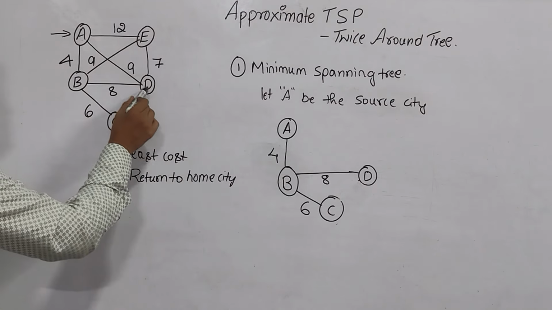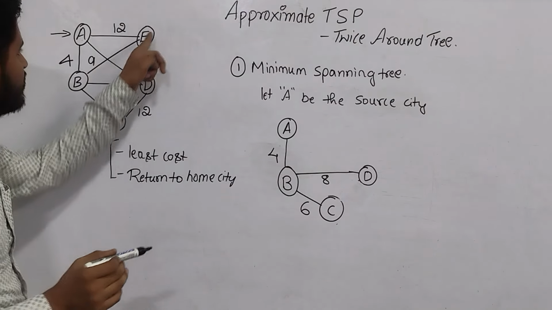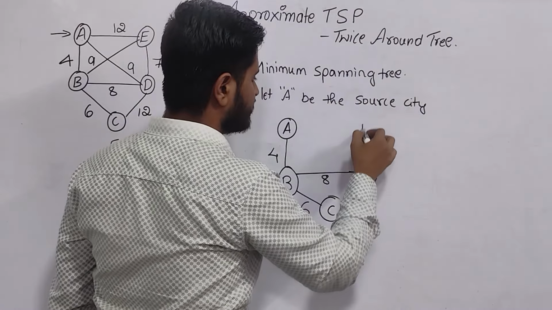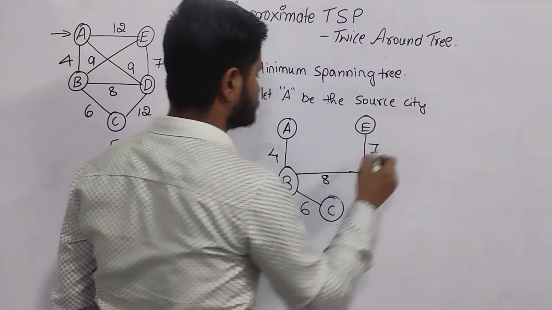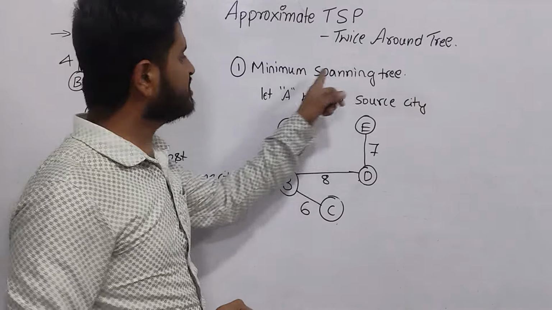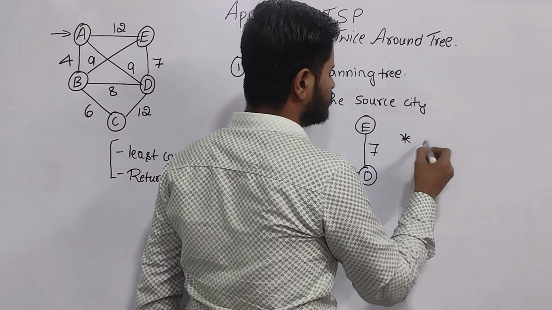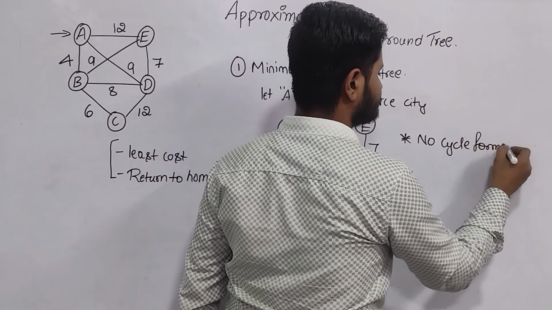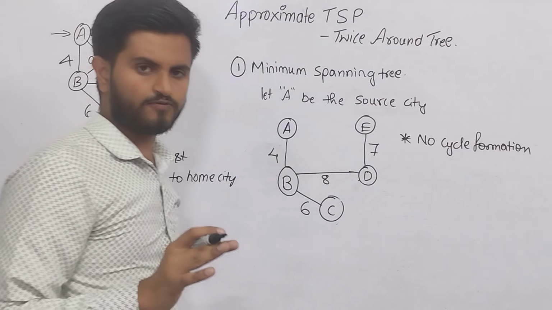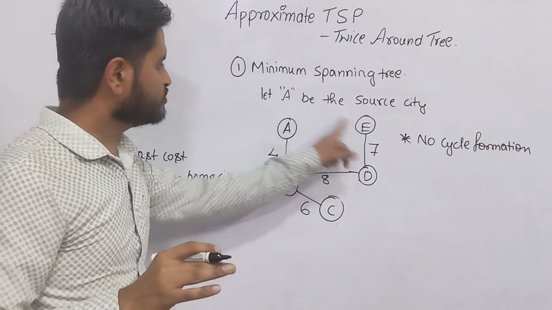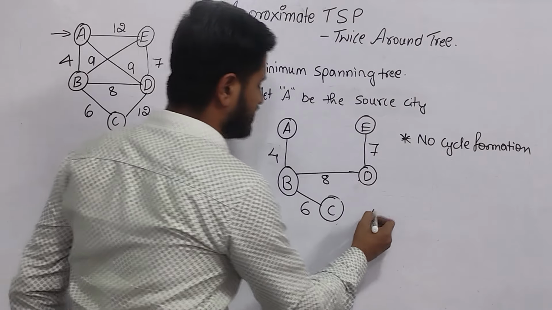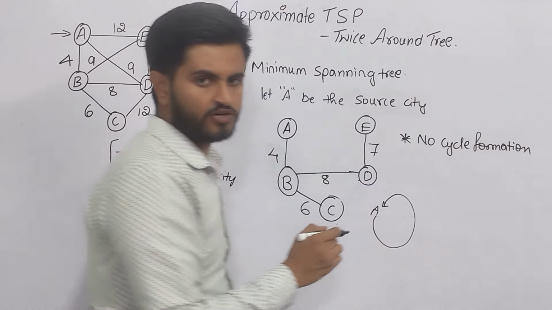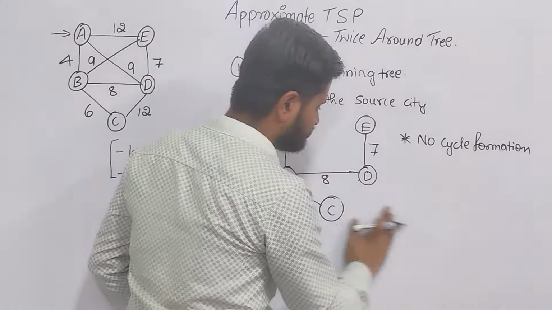Next, from D I can go to A, but I can't go because E city is left. So from D I can go to E with the least cost of 7. The only condition in the minimum spanning tree is there must be no cycle formation. That means if you start from A, you should not go back to A, because if you start from A and go back to A, there will be a cycle formation. From where you started, there only you came. So it will not be the minimum spanning tree.